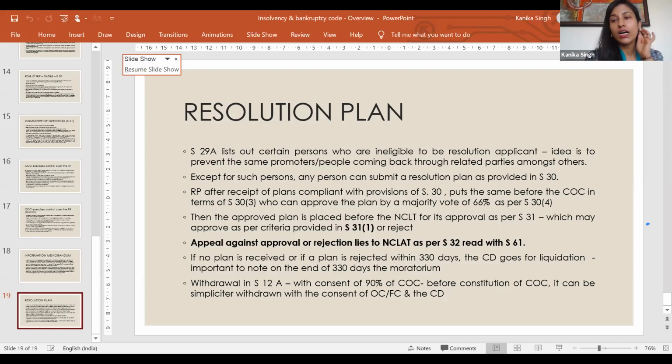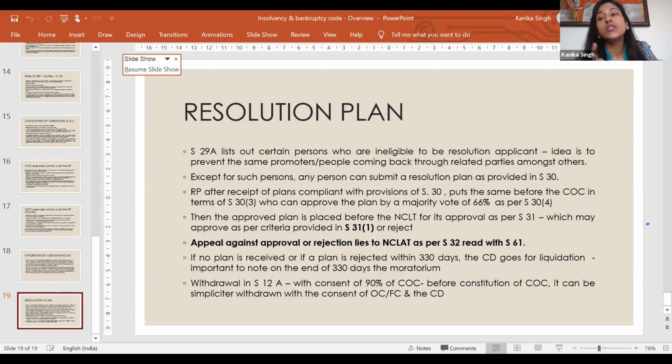Earlier, there was a lot of gray area around withdrawal, and then section 12A was inserted in the code. Withdrawal can happen in two ways. If the stage for the Committee of Creditors has not been reached, then withdrawal can simply happen once there is a settlement between the operational creditor and the corporate debtor. You settle your thing and you move the NCLT saying that I wish to withdraw the application that I've made for insolvency.